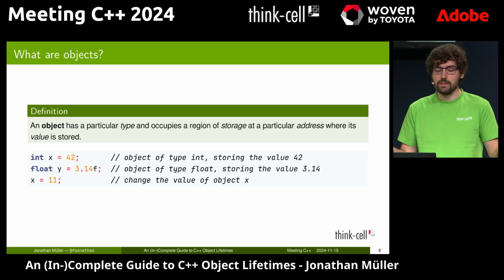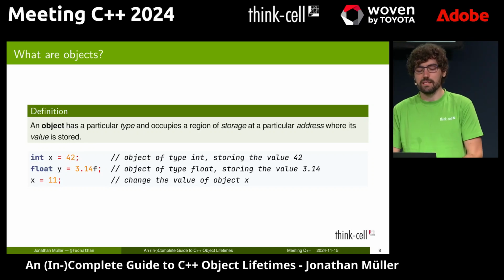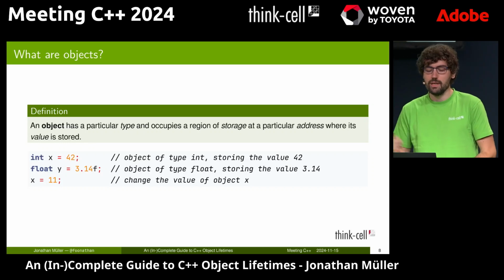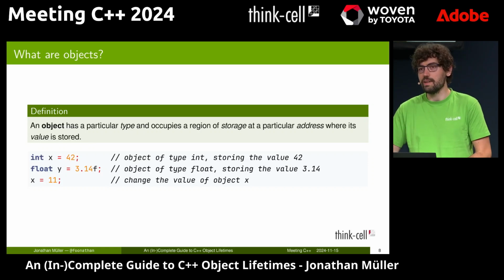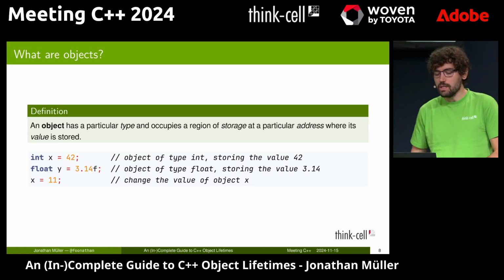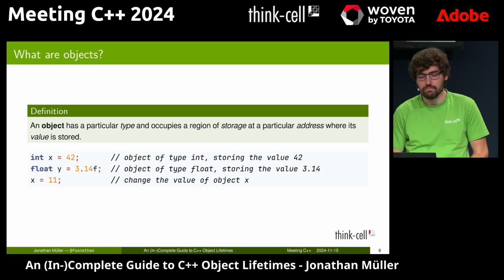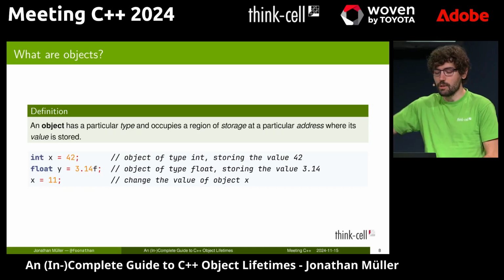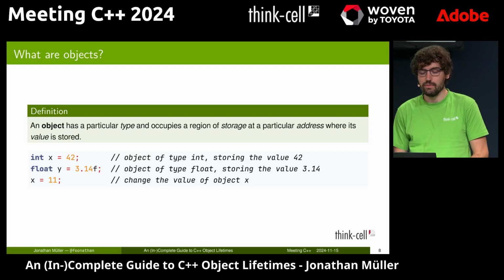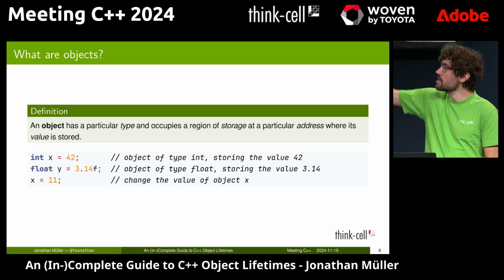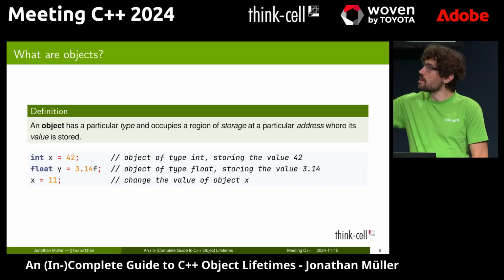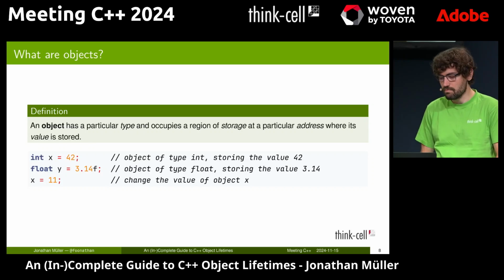And now what are objects? Well, an object is something that has a particular type. It occupies a region of storage at a particular address, and there the value is stored. So here, int x, we've got an object of type int. It currently stores the value 42. Then float y, we've got an object of type float. It currently stores the value 3.14. And then we can change the value of an object using assignment. So now we change the value of x to 11.